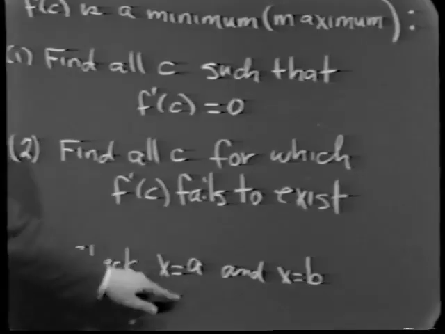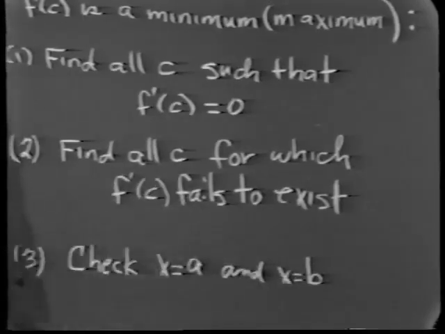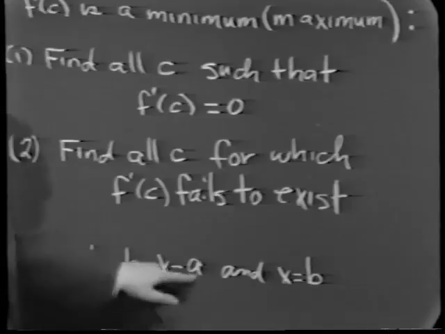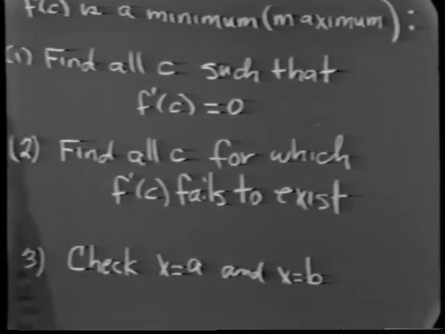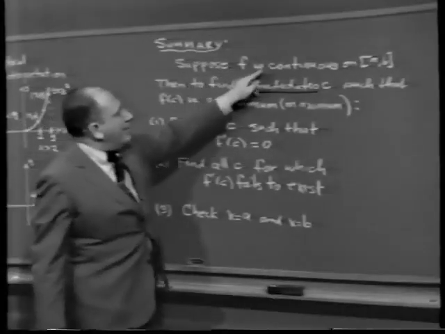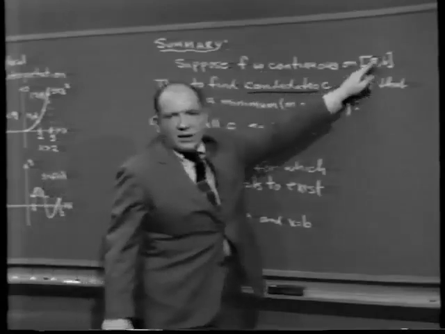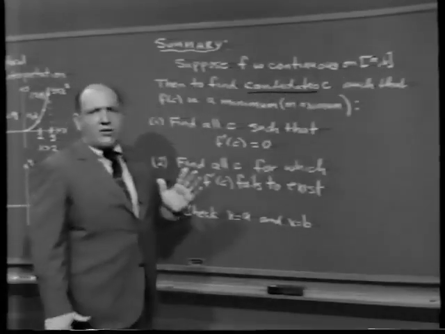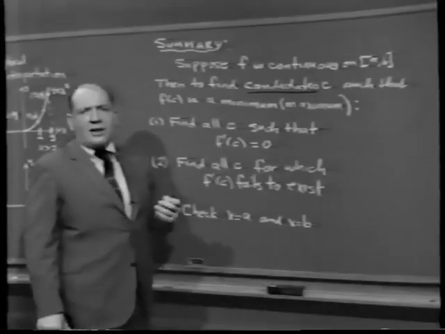By the way, if the function is not continuous, then there is no need to check. Well, let's put it this way. If you're on an open interval, there's no need to check the endpoints because there aren't any. In other words, notice that I'm talking about what? That the function f is not only continuous, but on a closed interval. That's all there is to this. In other words, these are all the possible candidates.